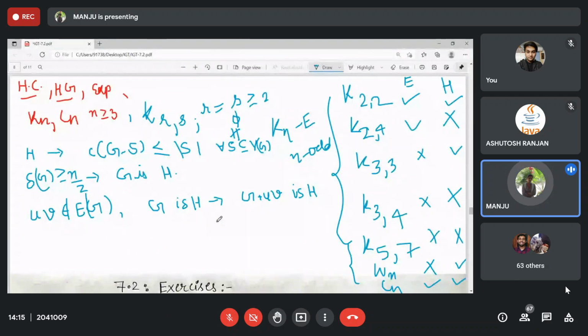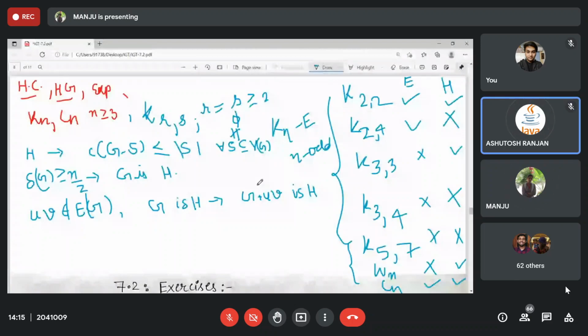What about the reverse condition? How do we prove this one? Just tell me. G is Hamiltonian means there will exist a Hamiltonian cycle, right? And for G plus UV, we are just adding edges, not adding any vertices, right? The vertices remain the same. The same cycle will work for G plus UV or not? Yes, so hence it is Hamiltonian.